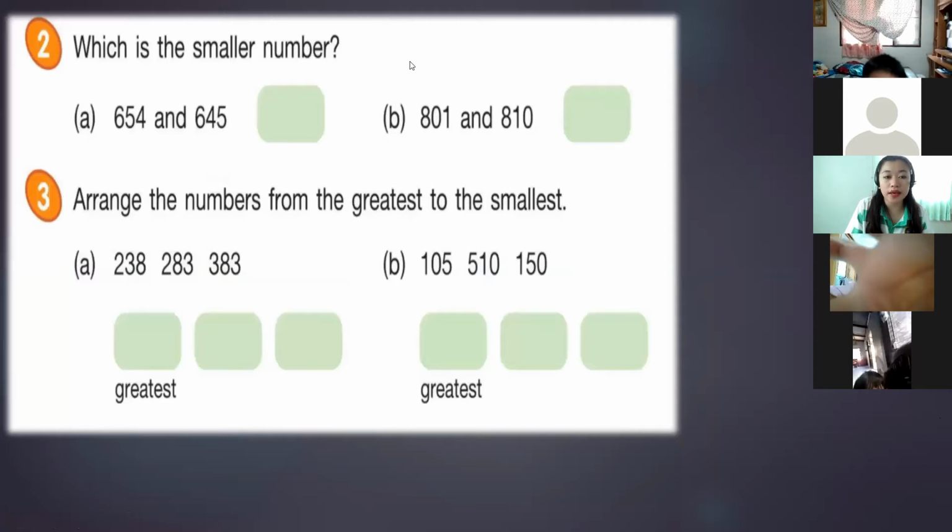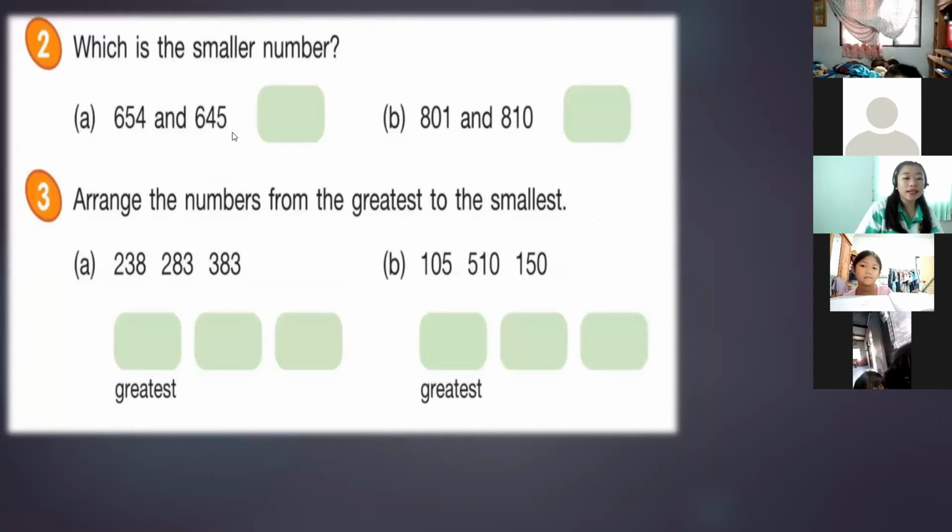Okay, so we're going to do a warm-up activity. This is on page 17. We're going to arrange the numbers in number 2, which is the smaller number. In letter A, between 654 and 645, what is the smaller number? Is it 654 or 645?